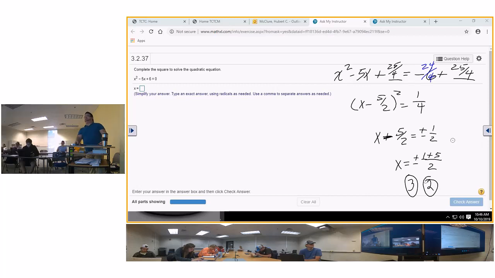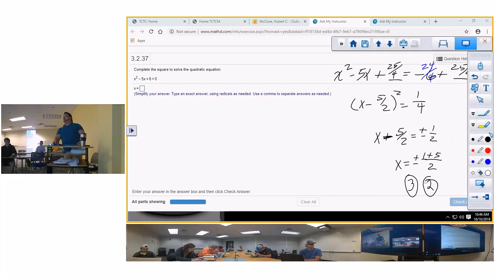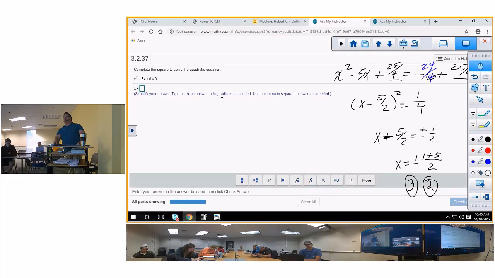Can you type that in? It says use what? Radical. So that means you have to type in a radical. If it doesn't say use radical, can we use both, whatever one we feel? No, because I'm not changing 15,000 answers. You need to follow the directions.